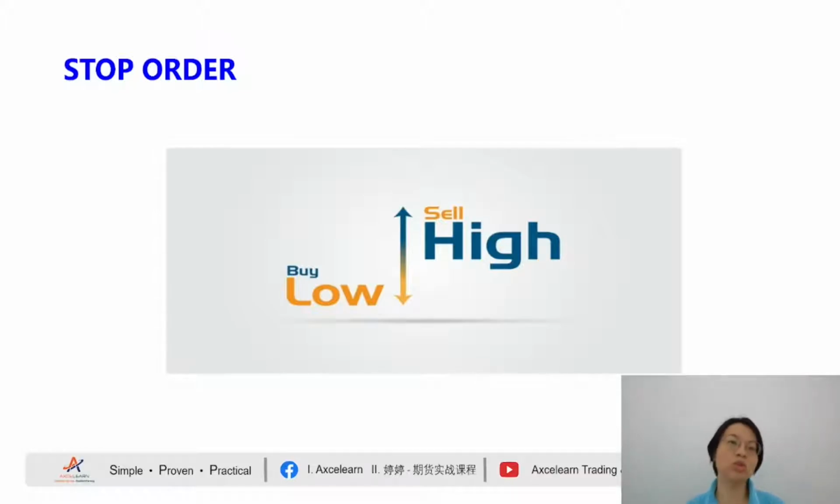But when it comes to stop orders, you must understand when you place a buy stop order, normally it will be the other way around. Meaning when you place a buy stop, it will be higher than the current market price. And when you place a sell stop, it will be lower than the current market price. The other way around. Why?